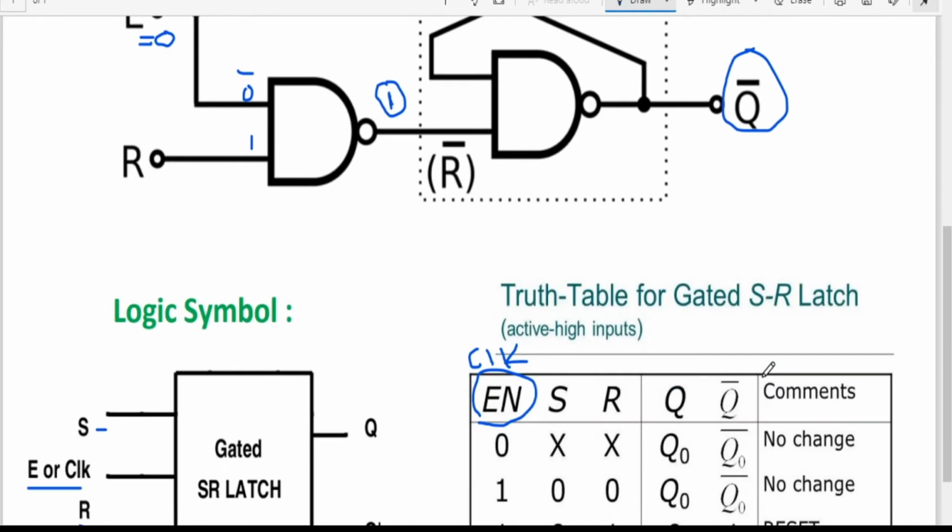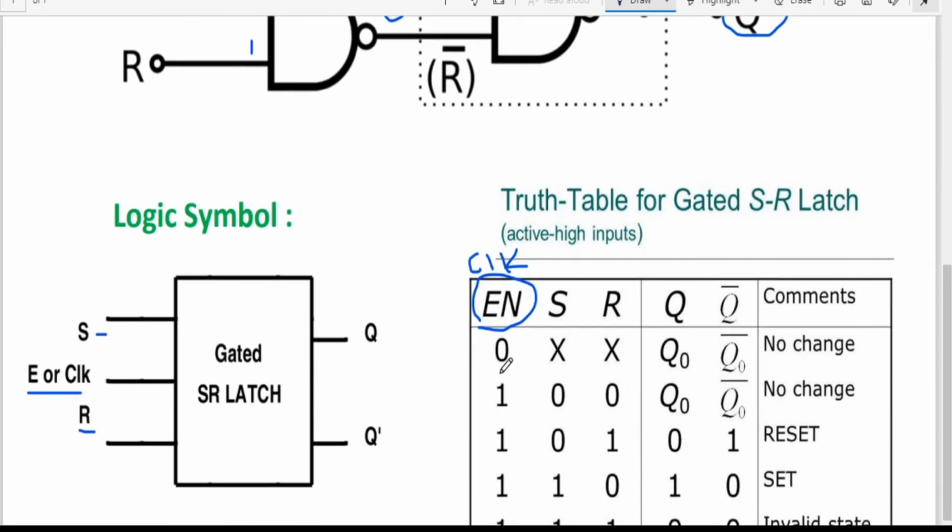That is what we are going to show here. In the truth table you can see, when enable input is 0, I have represented the terms S and R as X.